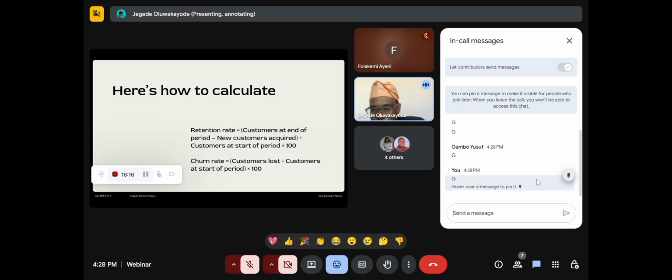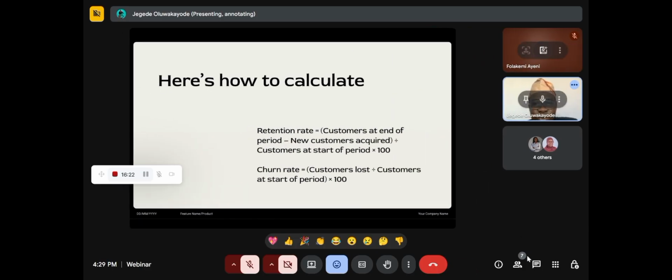Okay. I can see Gabo Yusuf. I can see Folakemi. Awesome. So the next one I'm going to ask, we're going to be typing O, right?